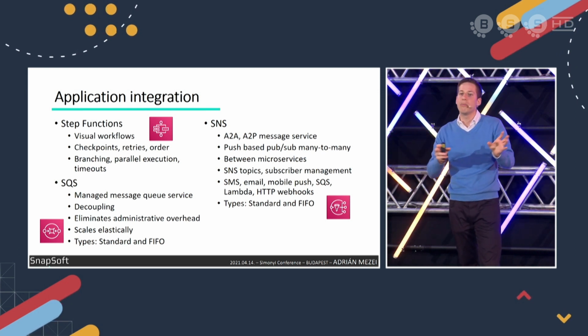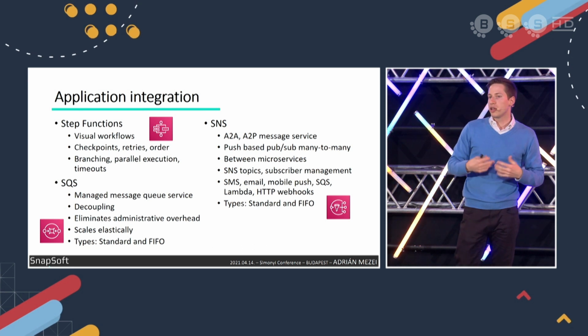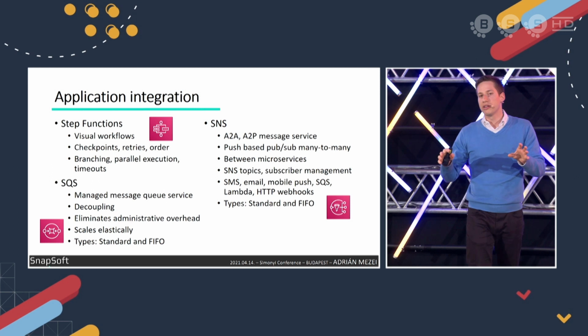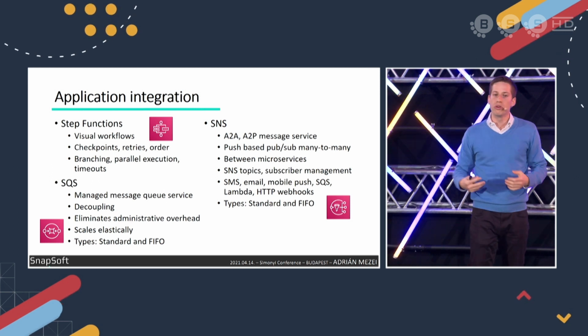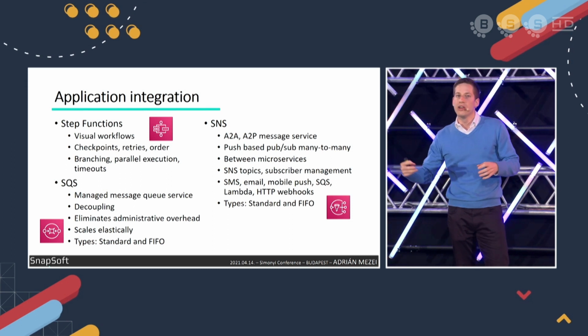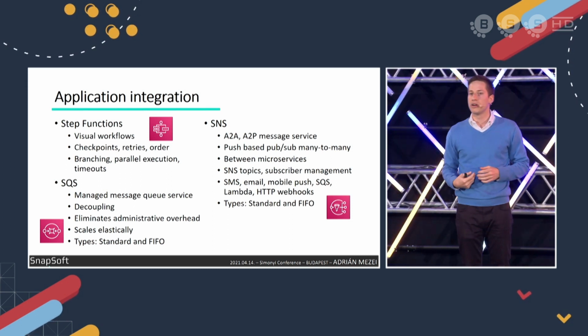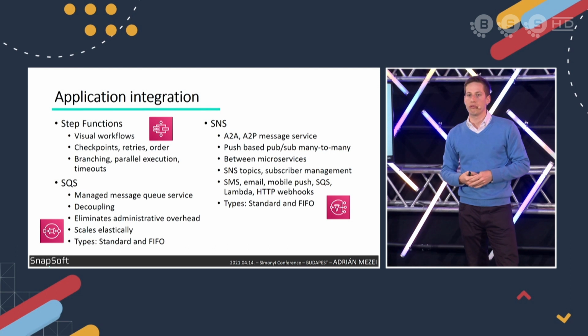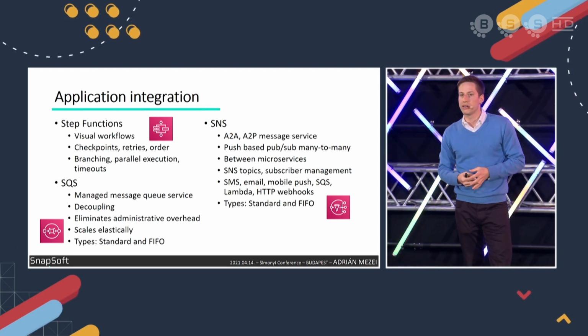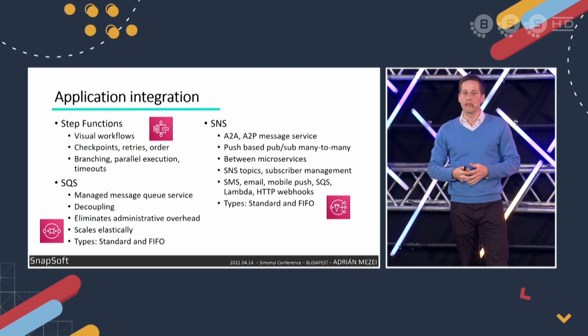When you would like to decouple your application, you can do it with SQS, Simple Queue Service. Here you can have managed queues. You can put your events to the queues, and you can have on the other side a processing, for example, Lambda function running. So you can use this managed queue to decouple your application.